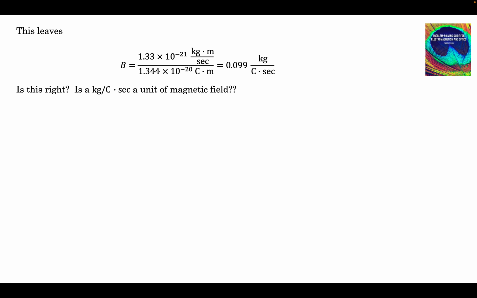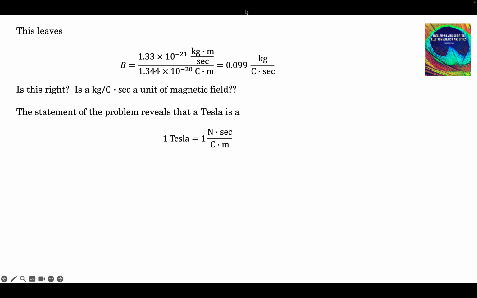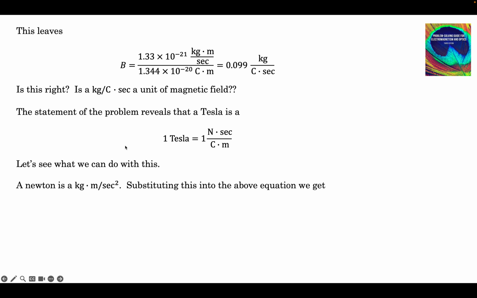What the heck is that? Is that right? Is that a magnetic field? How can we tell? Well, it's given that a Tesla is a Newton second per Coulomb meter. Are those the same thing? Well, we can take the Newton and make this Newton the kilogram meter per second squared and see what happens. So kilogram meter per second squared, we just put it in. There's the Newton.